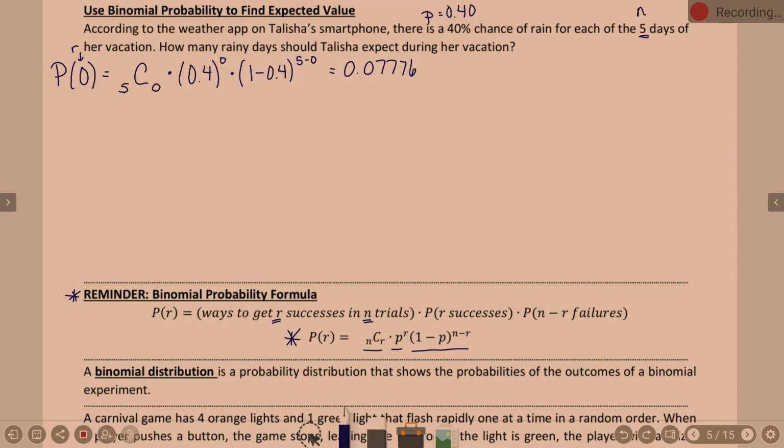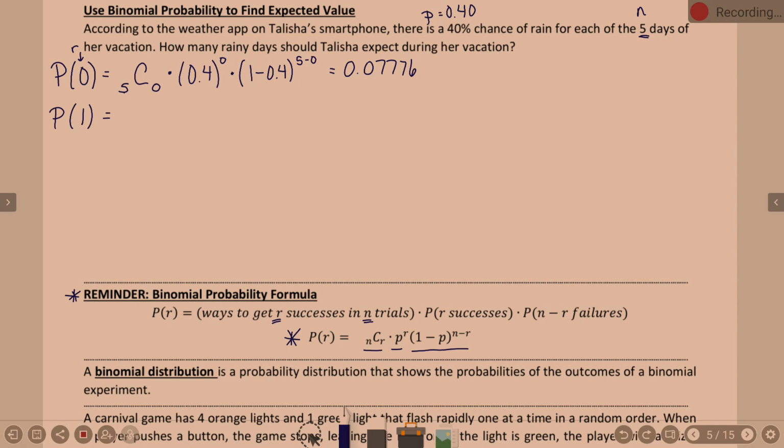What are we looking at? We need to look at all the options here, because it's how many rainy days should Talisha expect. So that's the probability that 0 days are rainy. Now, let's look at the probability that 1 day is rainy. So basically, what am I doing here? All my zeros become ones.